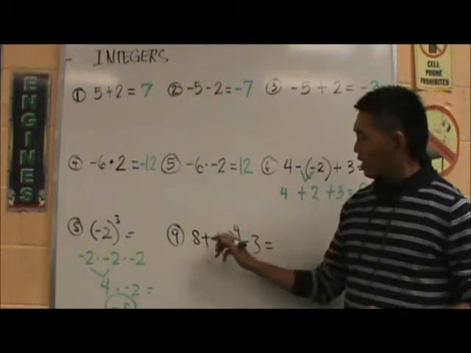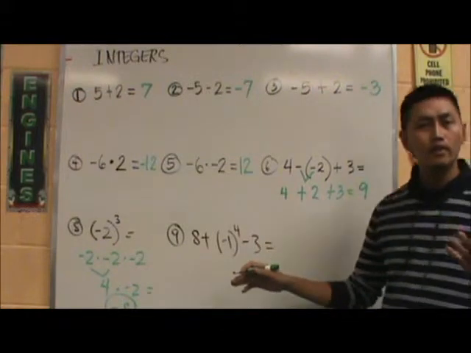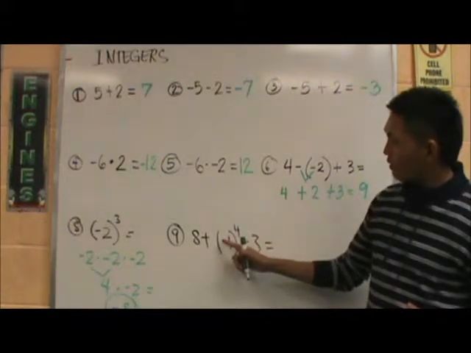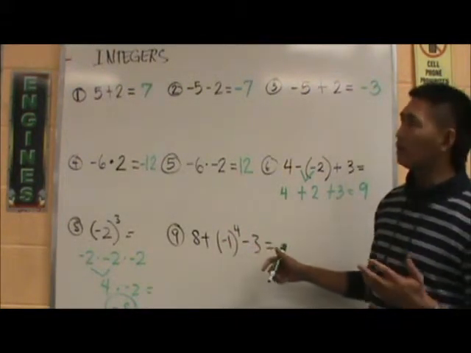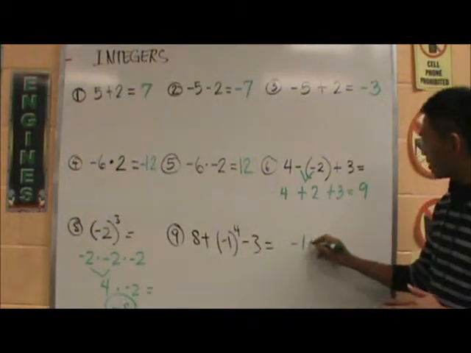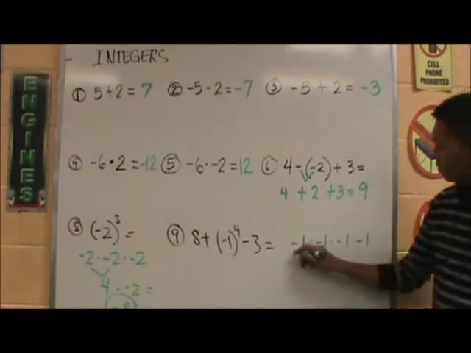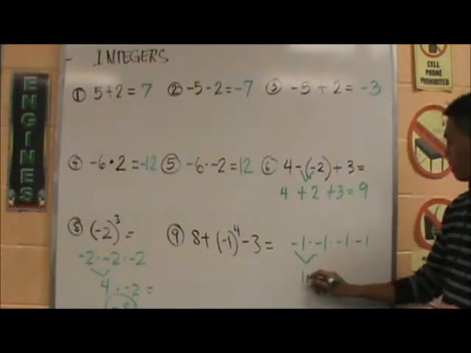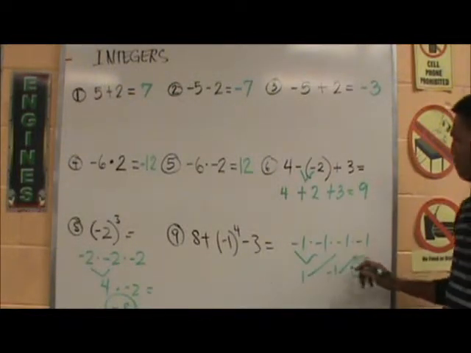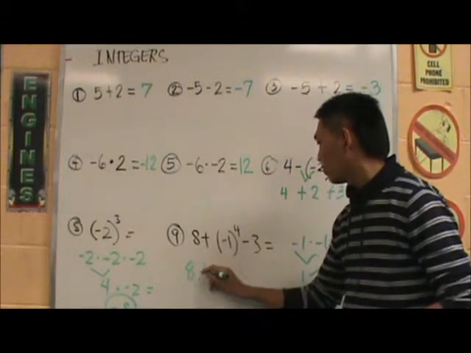Okay. Now here you use your basic skills from middle school. Here you have negative 1 to the 4th. That means you multiply negative 1 by itself 4 times. So let's do it. Negative 1 times negative 1 times negative 1 times negative 1. So 1, 2, 3, 4. Negative times negative is positive 1. Positive times negative, negative 1. Negative times negative, positive. So the final answer for negative 1 to the 4th power is going to be positive 1.